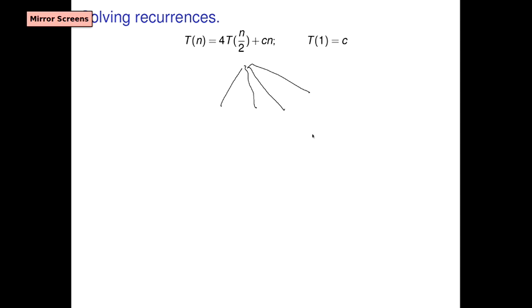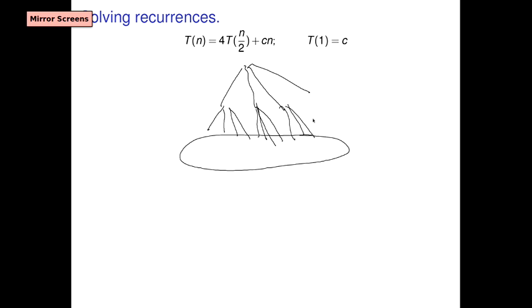Okay, and how many people will be at this level? How many will this guy have? 4. How many will this guy have? 4. Am I drawing it? 4. That's 3. 4. Okay, whatever. Okay. So how many do I have at the second level?